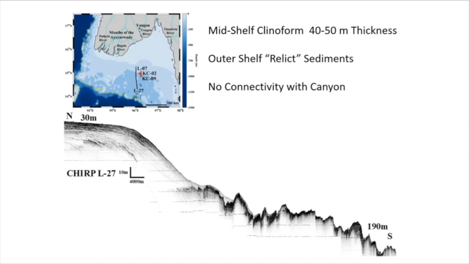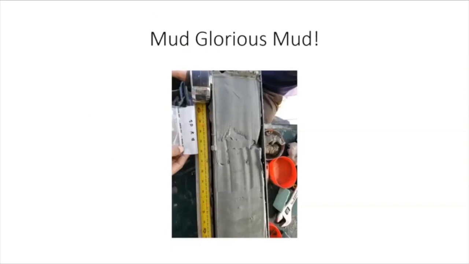This is the outer part of the shelf, which is rough and rugged. It reflects the last glacial period, so it's not really active today, but here we have this large mud deposit growing out into the northern Andaman Sea. This is a core sample that we recovered, and you can see from the picture how muddy it is.